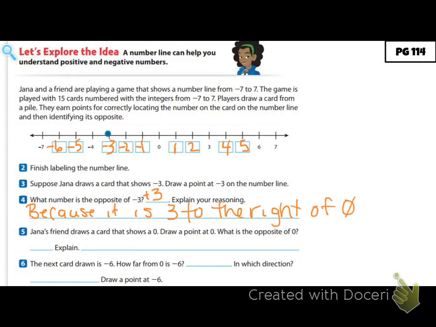So, number 5 says, Jana's friend draws a card that shows a 0. Draw a point at 0. What is the opposite of 0? Well, here's our 0 on the number line, so we draw our point. What is the opposite of 0? Well, like I said on the previous page, the opposite of 0 would just be 0. It doesn't have an opposite, it's just its own opposite. So we're going to say it is its own opposite.